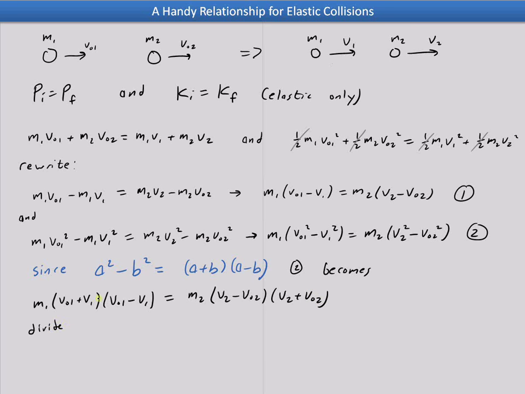And let's take that equation and divide it by equation number 1, because equation 1 is m1 times v initial 1 minus v1, and hey, we have that term here. Likewise, we have a term that we could cancel out on the right hand side. All right, so if we do that, we're left with just the added term. So we have m1 v initial 1 plus v1 is equal to m2 v2 plus v initial 2.